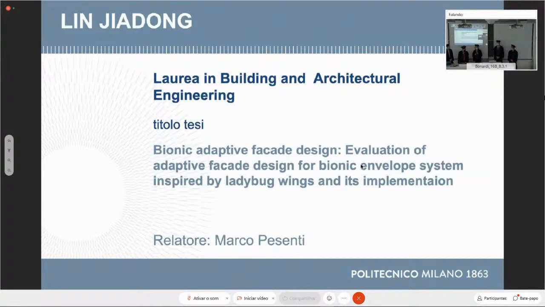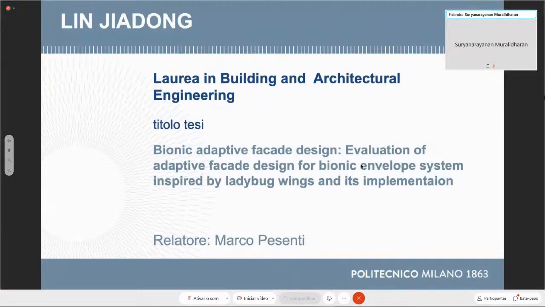Jia Dong Lin, bionic adaptive facade design. Yes, already ready. 105.